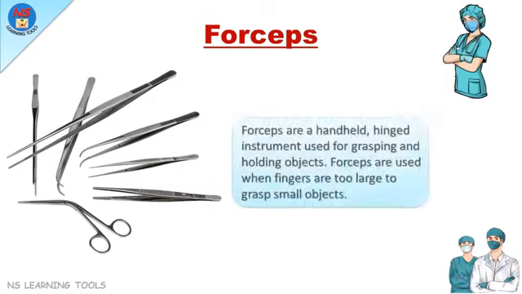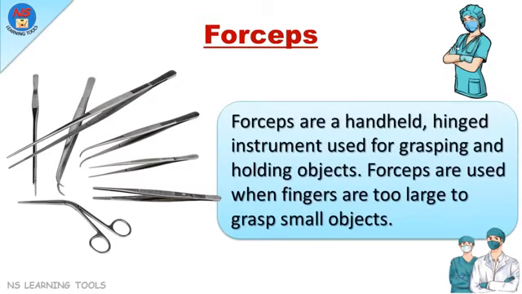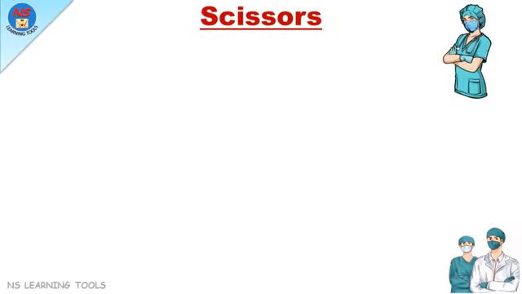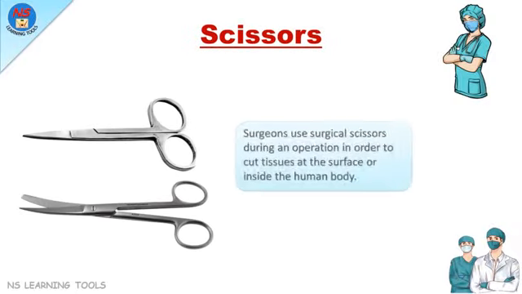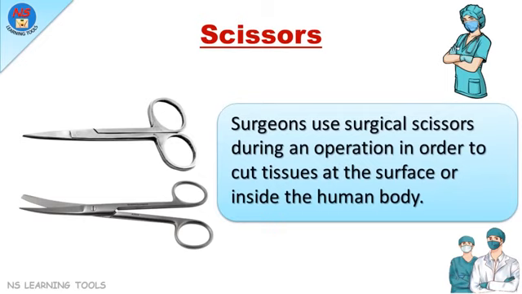Forceps. Forceps are a handheld, hinged instrument used for grasping and holding objects. Forceps are used when fingers are too large to grasp small objects. Scissors. Surgeons use surgical scissors during an operation in order to cut tissues at the surface or inside the human body.